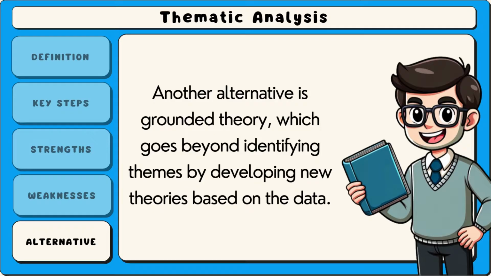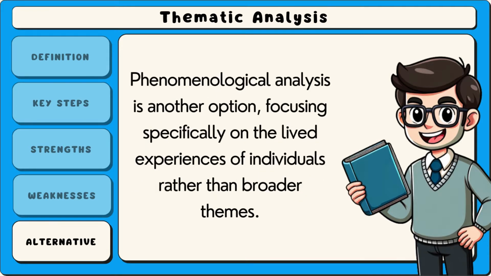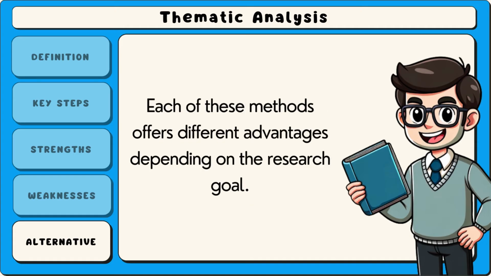Another alternative is grounded theory, which goes beyond identifying themes by developing new theories based on the data. Phenomenological analysis is another option, focusing specifically on the lived experiences of individuals rather than broader themes. Each of these methods offers different advantages depending on the research goal.